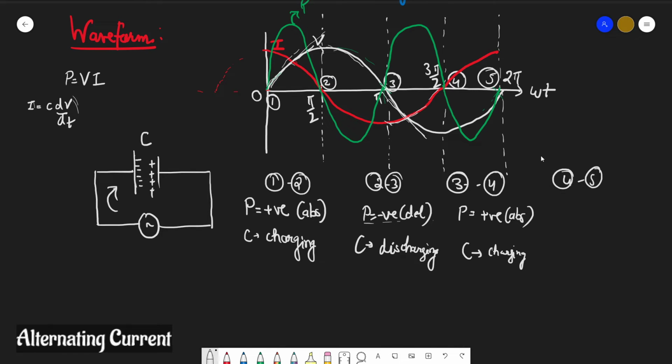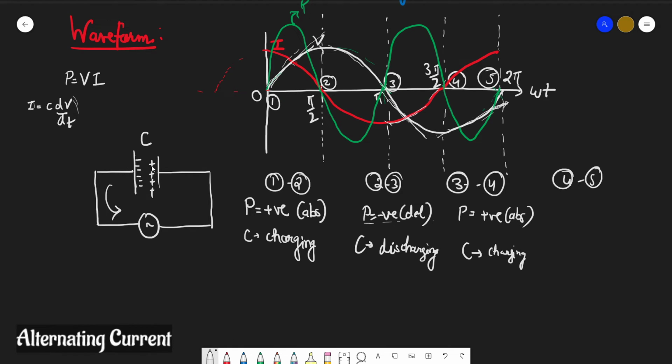Now let us talk about 4 to 5. Again you can see the slope of voltage here has reversed. It is now decreasing in the negative direction. It is still negative voltage, but the slope is now decreasing in the negative direction and moving towards the positive. So again the voltage behavior has reversed and the current has also reversed again.